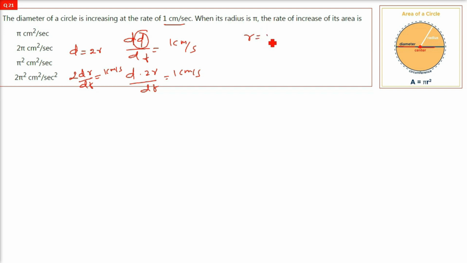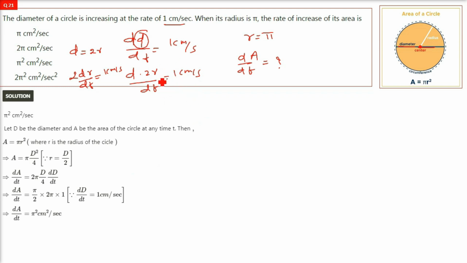But its radius is pi. So radius is pi, the rate of increase of its area. So dA by dt has to be found out. You know already the area, but you have to write the area in terms of diameter now. Area in terms of radius you already know. So how are we going to write this? Because as I told you, diameter is twice the radius. Radius is half of diameter.